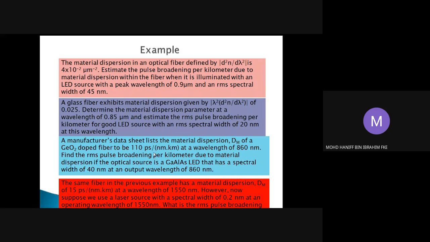Okay, so this problem is quite similar to the above one. The difference is only in the parameters given. Before, you were only given this, but now it's given as lambda squared multiplied with d squared n over d lambda squared. I believe that from these parameters, you can find the Dm. You are given the wavelength of operation, 0.85 micrometers. Then you need to find the RMS pulse broadening with the RMS spectral width of 20 nanometer. Okay, so let's have a look at the solution for this example.